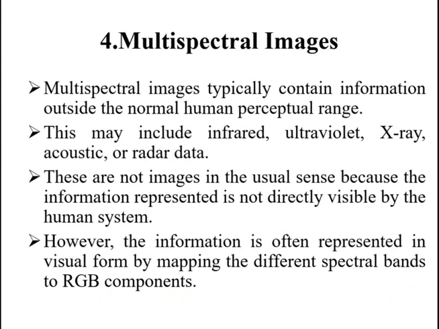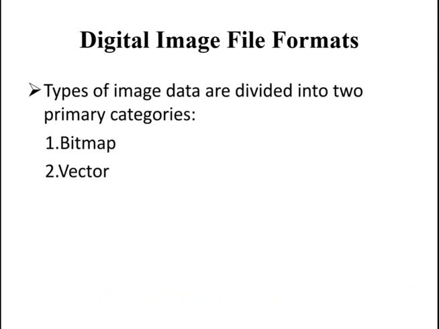However, the information is often represented in a visual form by mapping the different spectral bands to RGB components, that is red, green, blue components. Then the next topic is digital image file formats.